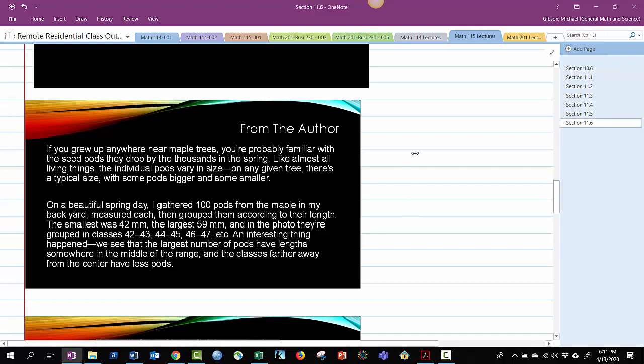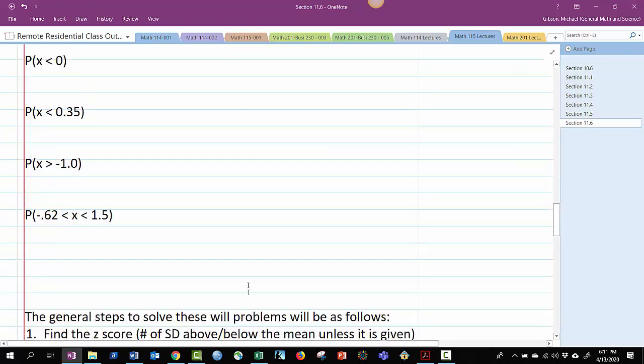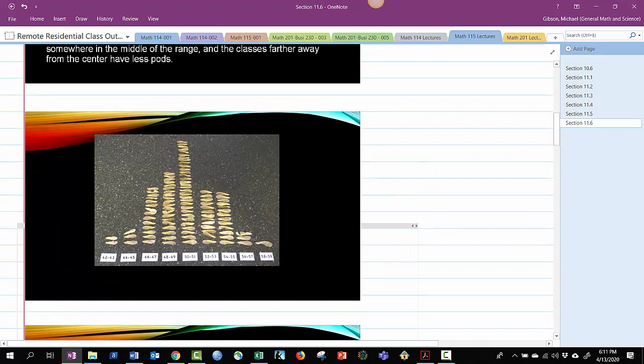Oh, come on. All right, there's the next picture. So here's the seed pods.